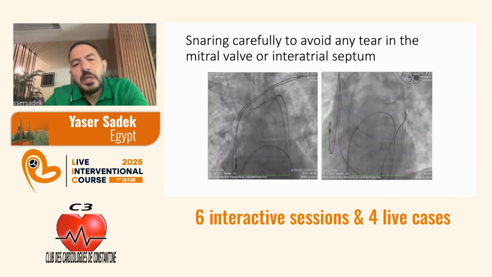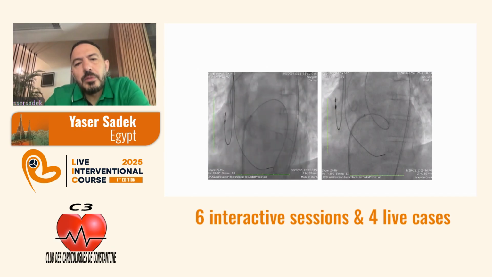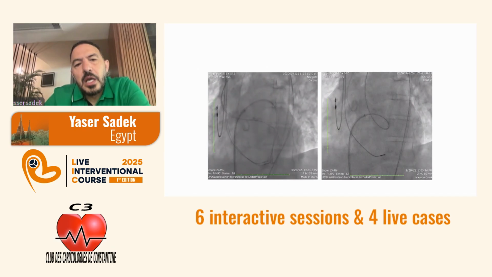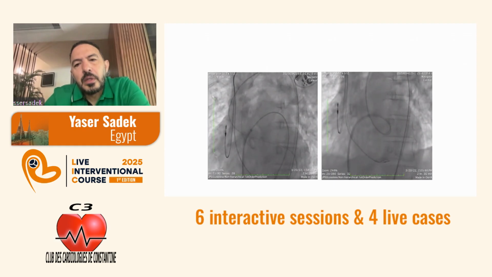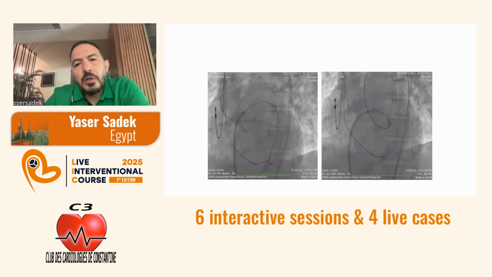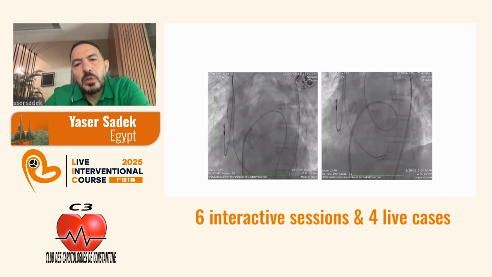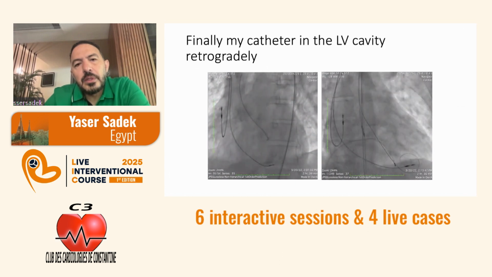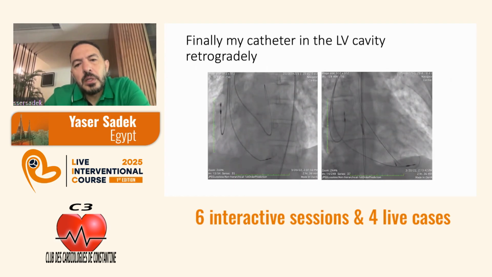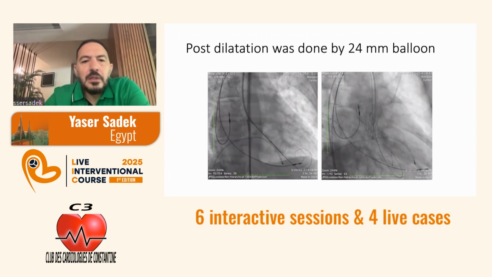After my wire was in the aorta, I snared the wire. You can appreciate here I snared the wire from the aorta to work again via the transfemoral route, and this is how I snare. This is very crucial. You have to be very cautious not to cause any damage to the mitral valve apparatus. Now my pigtail is in the LV after snaring, and my wire is in the LV, and it's a normal TAVI.